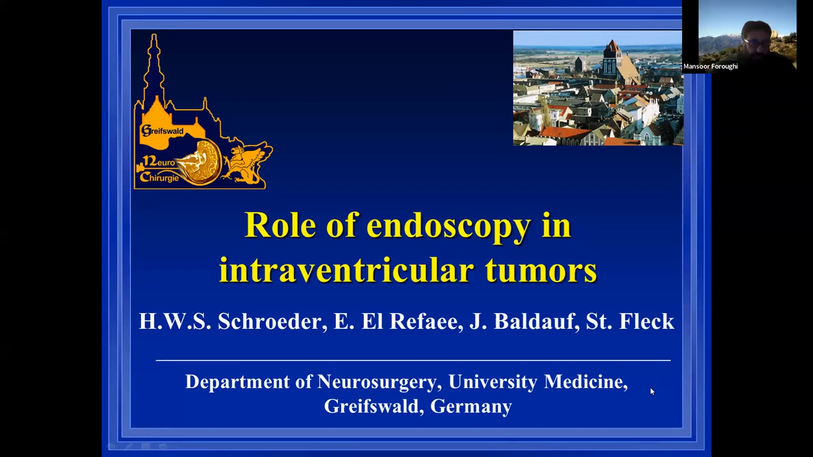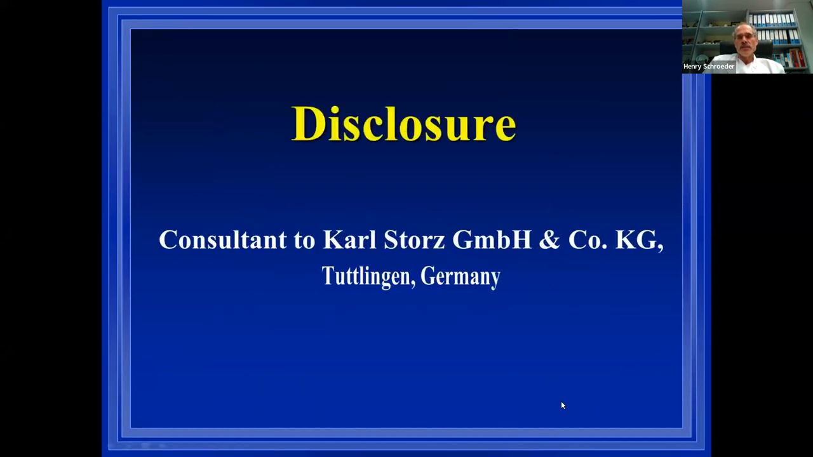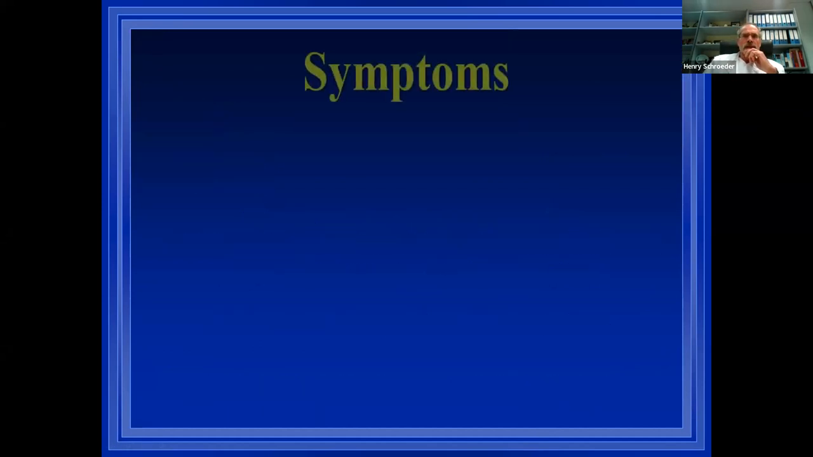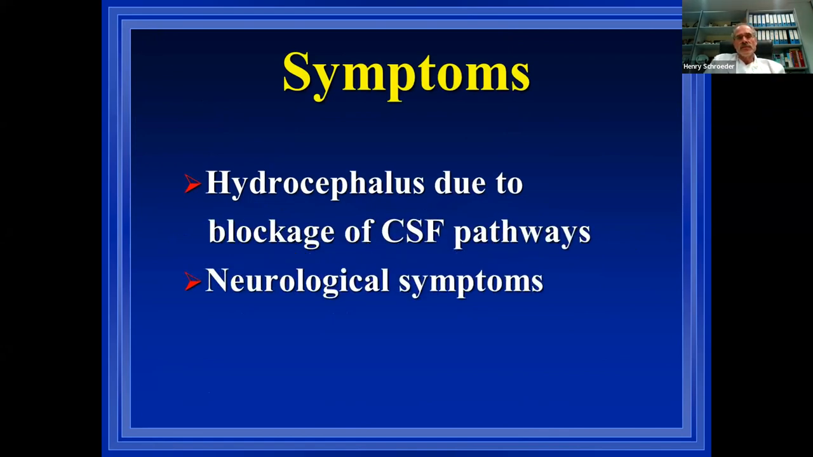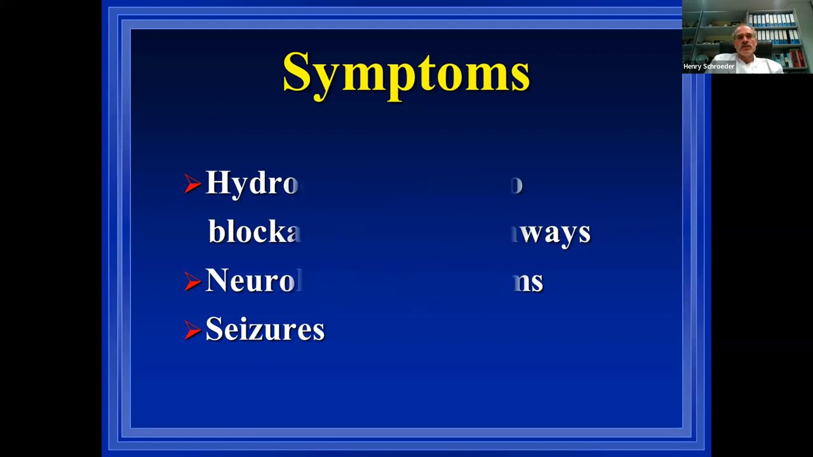So I want to talk about endoscopy in intraventricular tumors. So not cysts, just real intraventricular tumors. And of course, what are the symptoms of intraventricular tumors? Frequently, they cause a blockage of CSF pathways and you have hydrocephalus and headache. That is the symptomatology which many tumors cause. Sometimes you have neurological symptoms, sometimes they present with seizures.